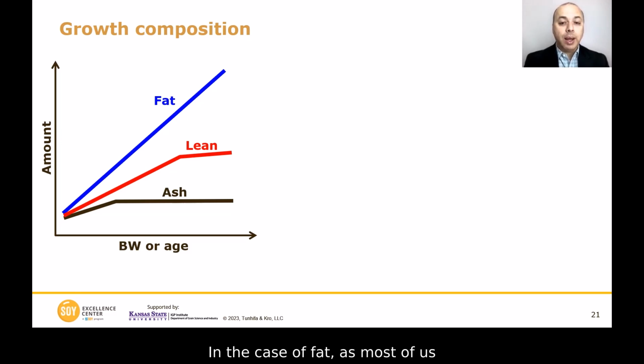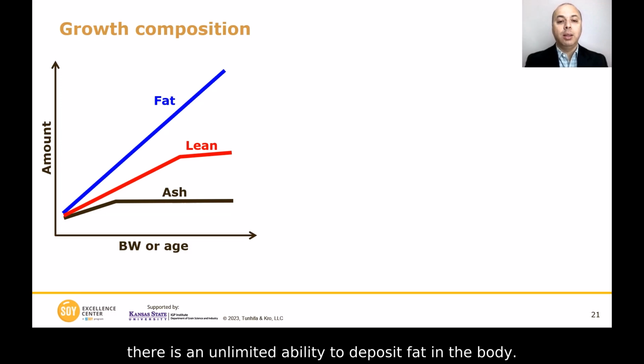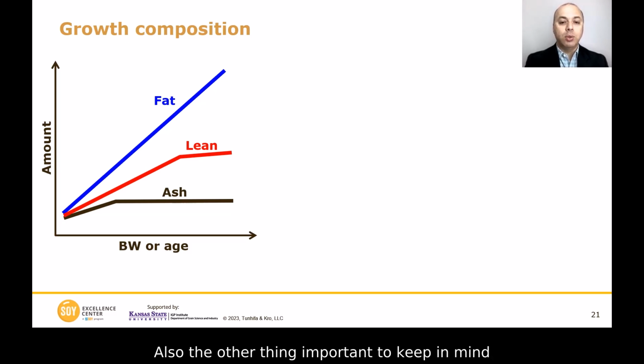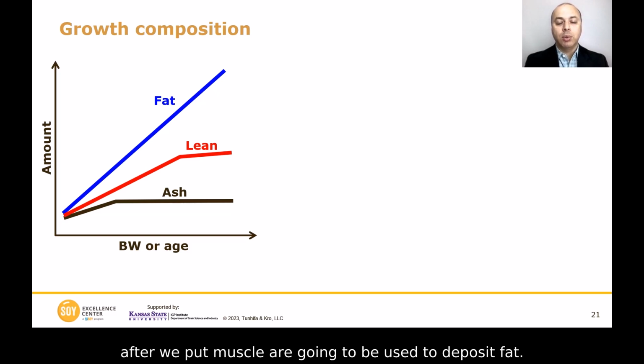In the case of fat, as most of us know or have actually experienced, there is an unlimited ability to deposit fat in the body. Also, the other thing important to keep in mind here is that these tissues are normally going to be deposited in that order of importance. First, we need to have a good bone structure, then we can put muscle, and then extra nutrients after we put muscle are going to be used to deposit fat.